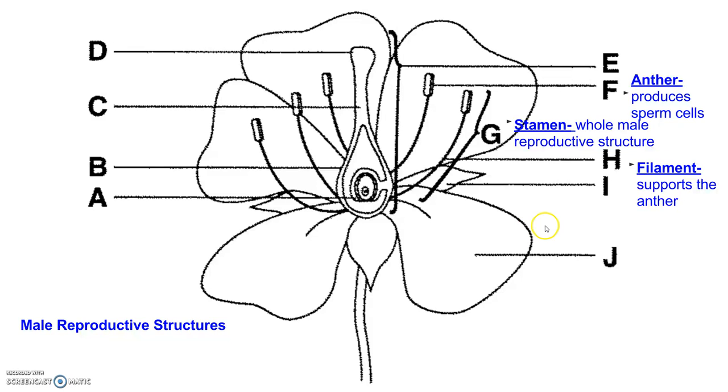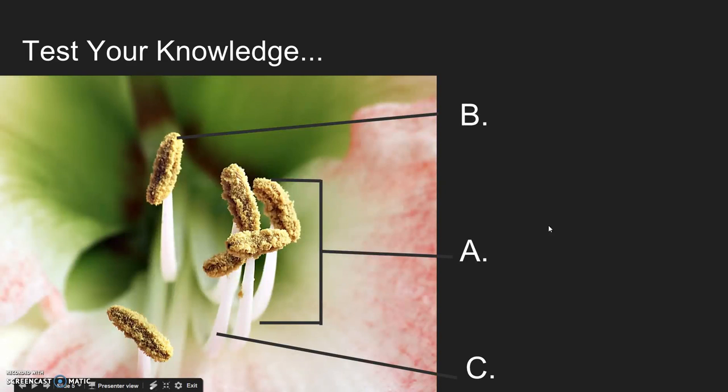Now go ahead and grab a different color of your choice. Oh, first let's test your knowledge. Okay, go ahead and take a shot at it. Can you identify what B is? Can you identify what A is? And C. Go ahead and take a moment. Here we go.